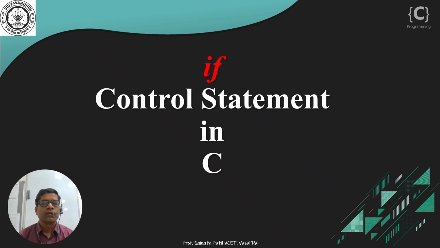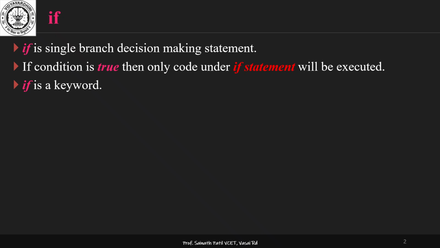Here we are going to learn about the if control structure in C. The if statement is a single branch decision making statement in programming. Sometimes we need to skip certain parts of the code.